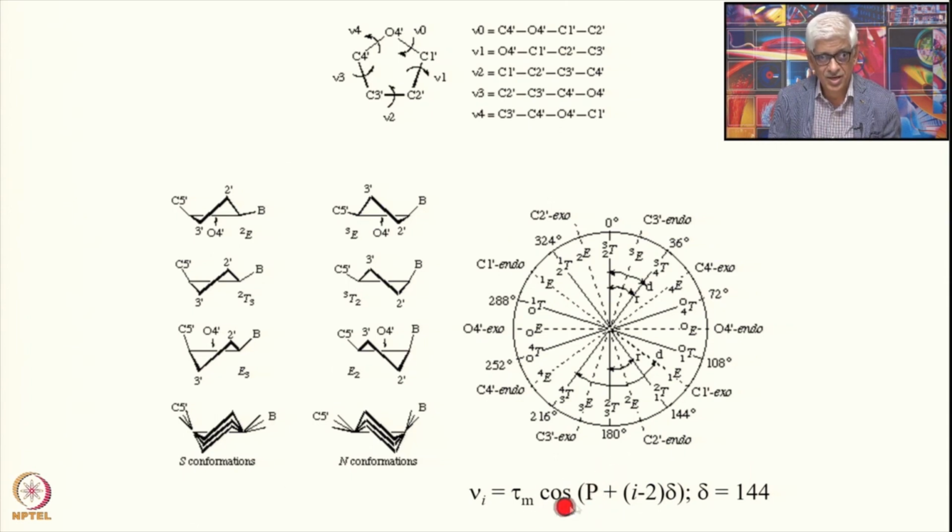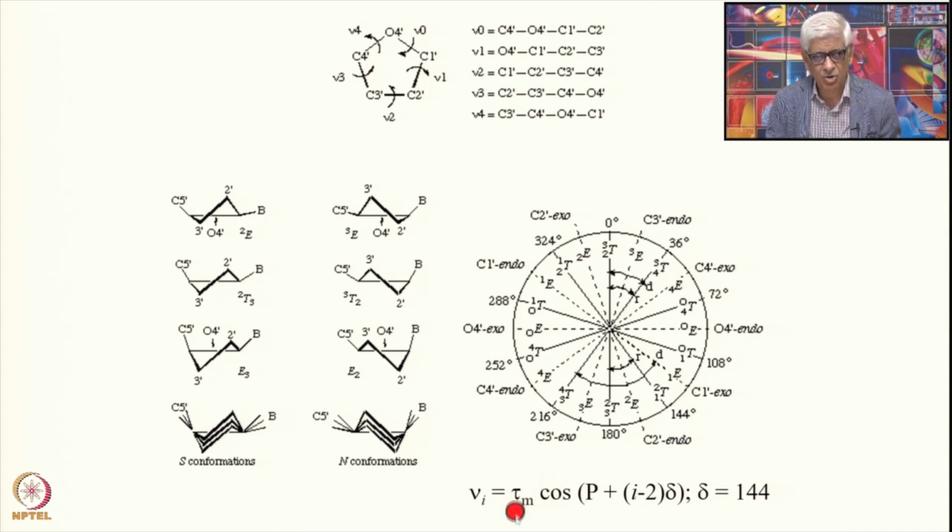Depending upon the value of the pseudo rotation angle, you have different kinds of nu i's here. And this nu i, the individual torsion angle, is given by tau m. This defines the maximum distortion from the plane of the ring, how much a particular atom is going out. So this is a quantity which indicates how much a particular atom is going out of the plane, what is the maximum value. But this will have a certain constraint, because the bond angles and the bond distances are well fixed and they cannot be changed too much, and therefore this is a well defined element.